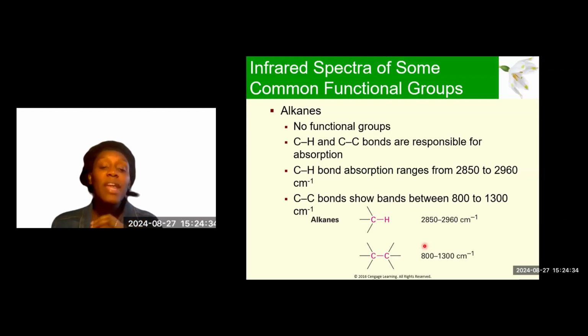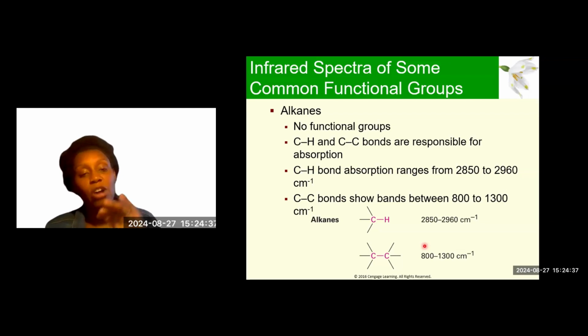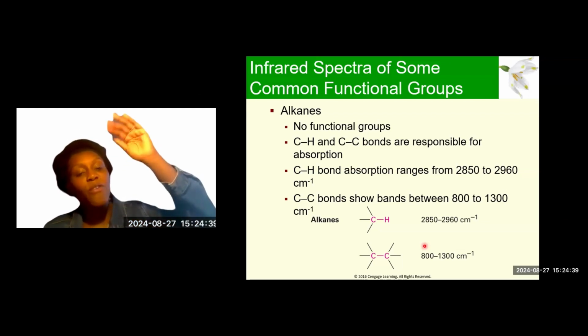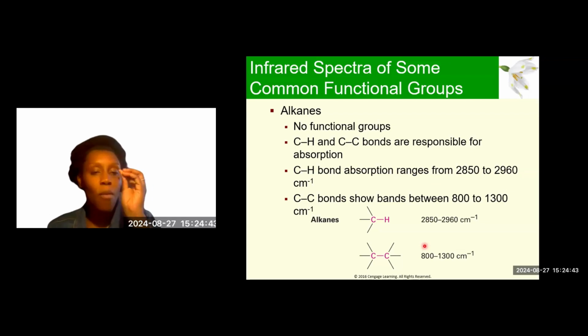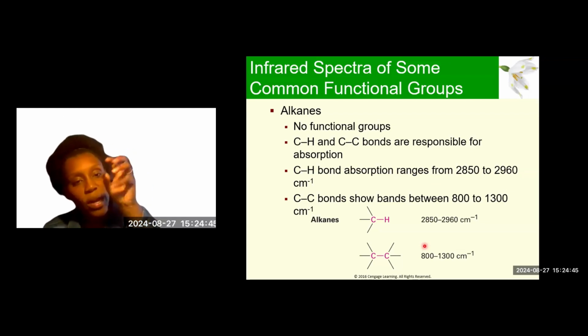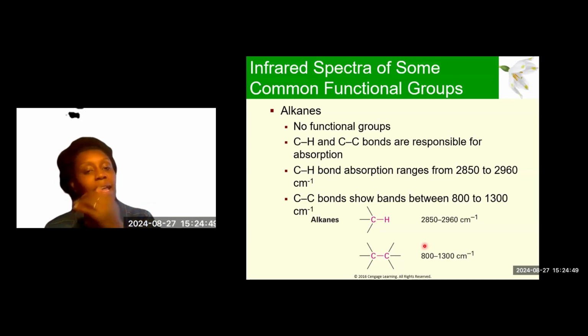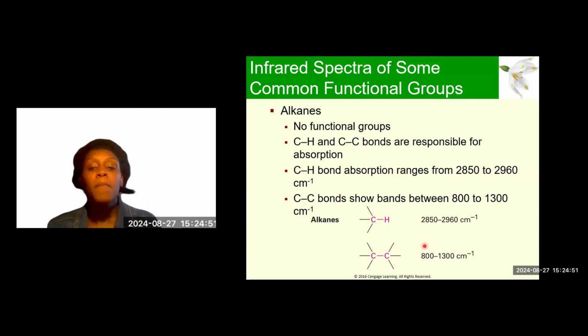And so one thing that I like to do is when I look at my infrared, I'll draw a line right at 3,000. And if all the quote unquote noise, all the peaks that you have around that area, are on one side, then I know it's an alkane. Okay. And then the carbon-carbon bonds show up as bands between 800 to 1,300. So you're going to see some bands in between 800 and 1,300.